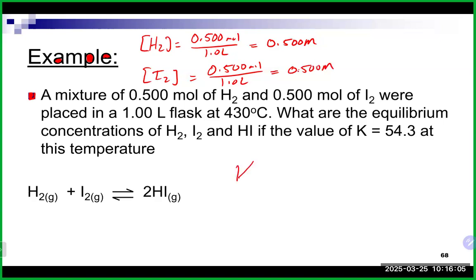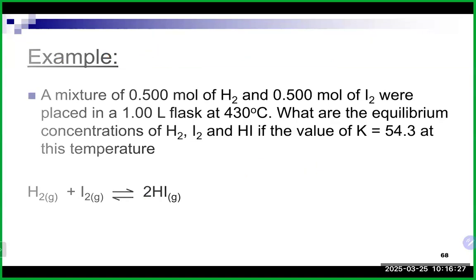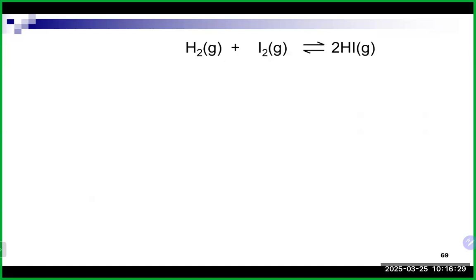Our K expression here going to be the concentration of HI. We do again need to square it because of the coefficient, divided by the concentration of H2 and the concentration of I2. And once again, that's going to equal our K value there of 54.3 there. All right, so we could do our ice table. I think I'll flip a page here maybe and do it. Borrow that. That looks good. So initially, we're going to go 0.5, 0.5.